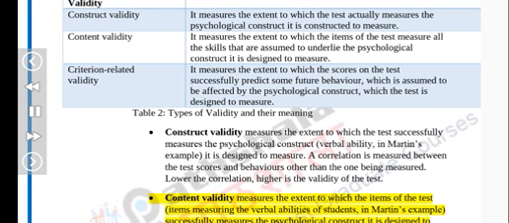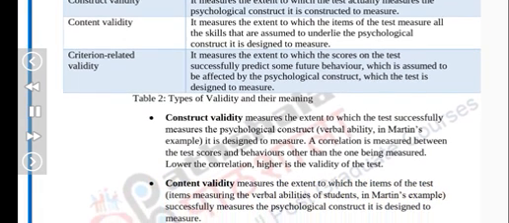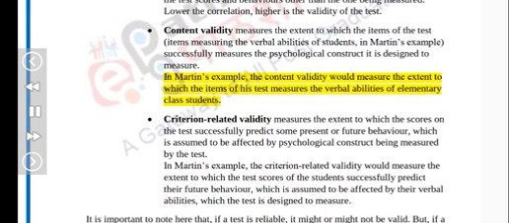Content validity measures the extent to which the items of the test successfully measure the psychological construct it is designed to measure. In Martin's example, the content validity would measure the extent to which the items of his test measure the verbal abilities of elementary class students.